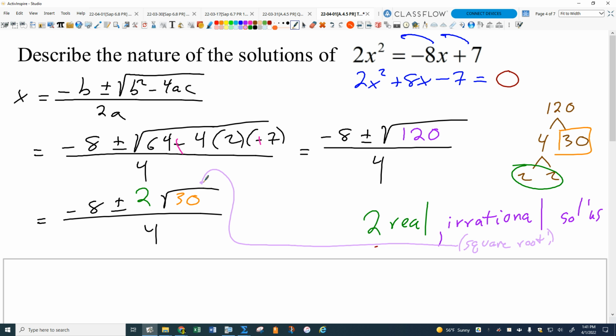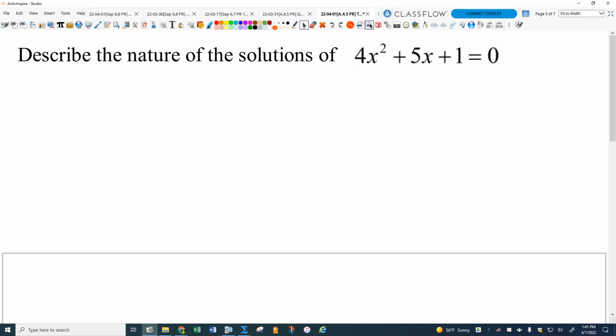Okay. Next one. Same question. Different equation. Okay, we can jump into this. Maybe we'll skip the formula. We'll just plug in directly this time. So x equals negative b. So what's that going to be?